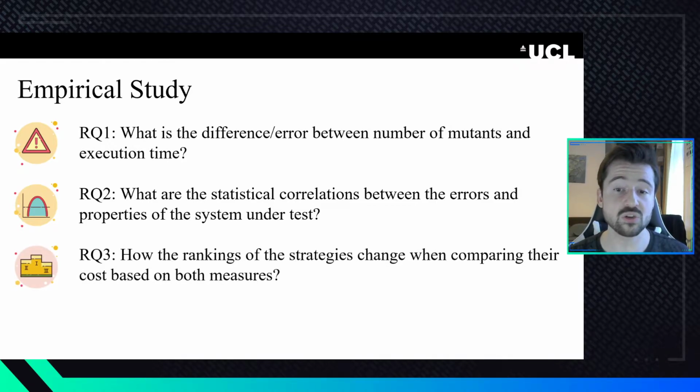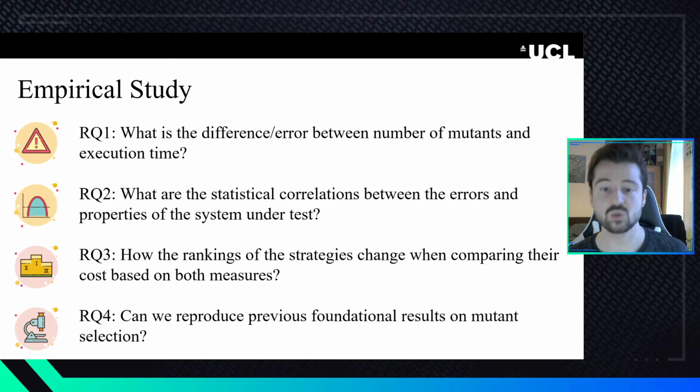Research question number 3 focuses on unveiling whether the rankings of different strategies can change when comparing their costs with both measures. So, when comparing the strategies about their cost, can the rankings change? And finally, research question number 4 asks, does it matter? To answer this question, we aim at reproducing a foundational paper on mutant reduction in the literature and see how the scientific conclusions can be affected by those findings.